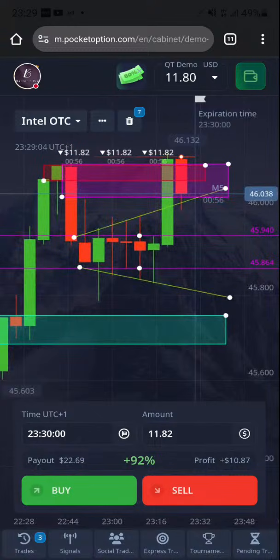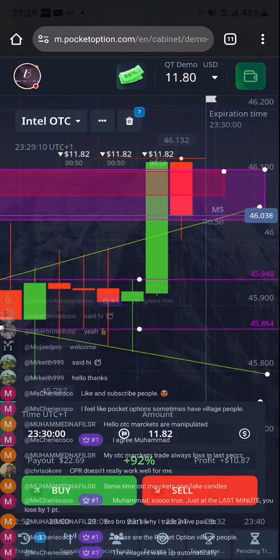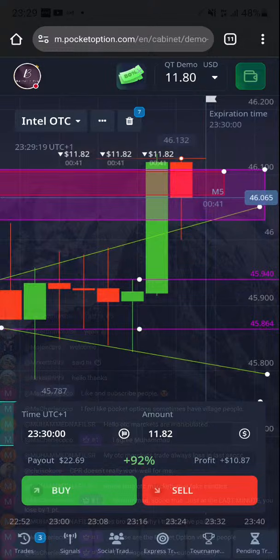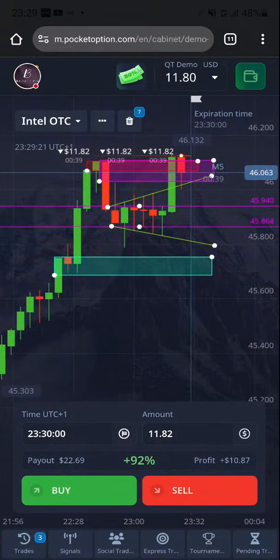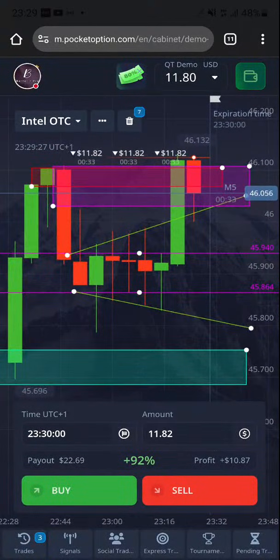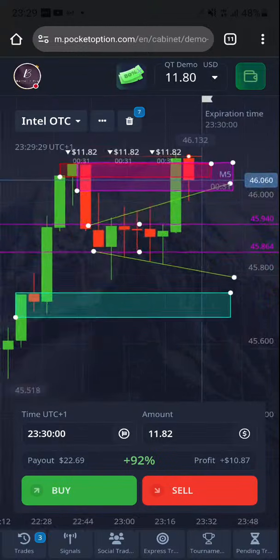Miss Cherry Coco, yeah, you're cracking me up today. No, you understand. So we have 50 seconds left now. Let's see. The villagers wake up automatically. That's very funny. It's very funny though. But sometimes it seems like that, but I can assure you it's not like that, basically.